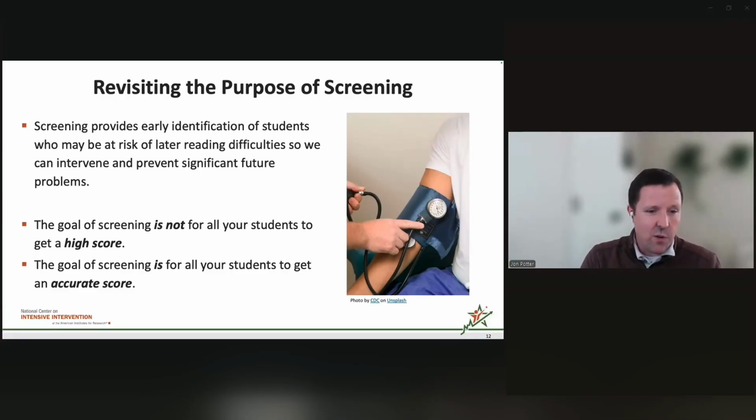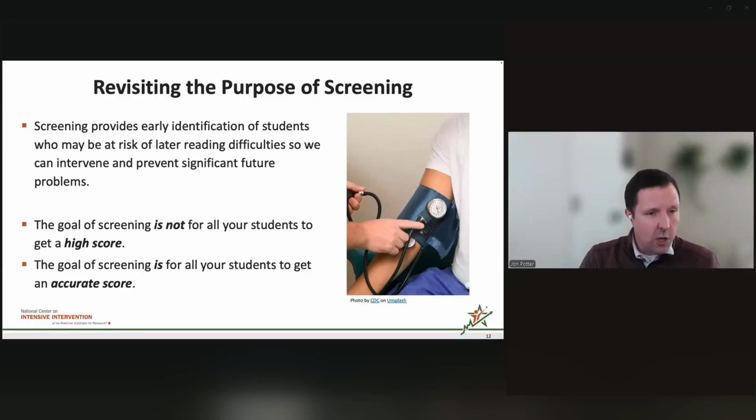It's the same as if I go to the doctor and my blood pressure is high, and every year the doctor keeps telling me I'm doing great, everything looks wonderful. Then I don't change my lifestyle. I can't get the intervention or early treatment to prevent later problems. Because if you're inflating early screening scores, either purposely or unpurposely, at some point kids are going to really struggle with their reading, and we've lost all this time where we could do something upfront to prevent that from happening.